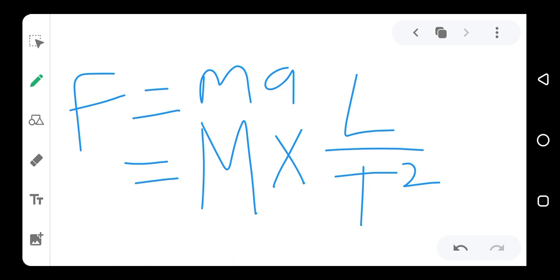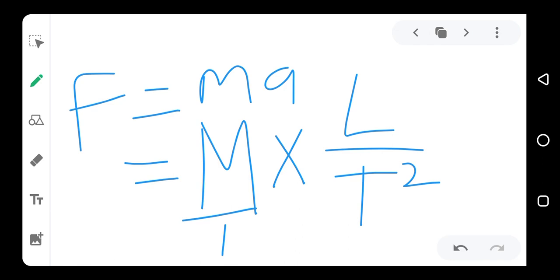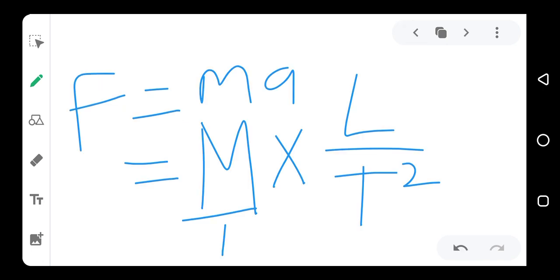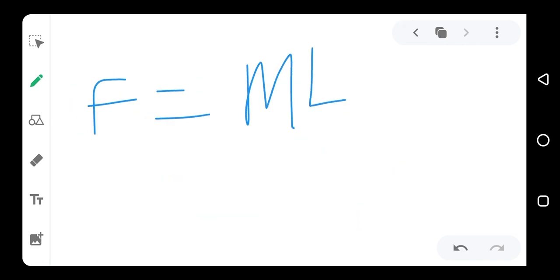This M is M over 1. Anything standing on its own is over 1. So we can still put this in over 1 so that we can times the numerators and times the denominators together. So we have that F is equal to M times L is ML, and t squared times by 1 is t squared. So what we have is that F is equal to ML over t squared.